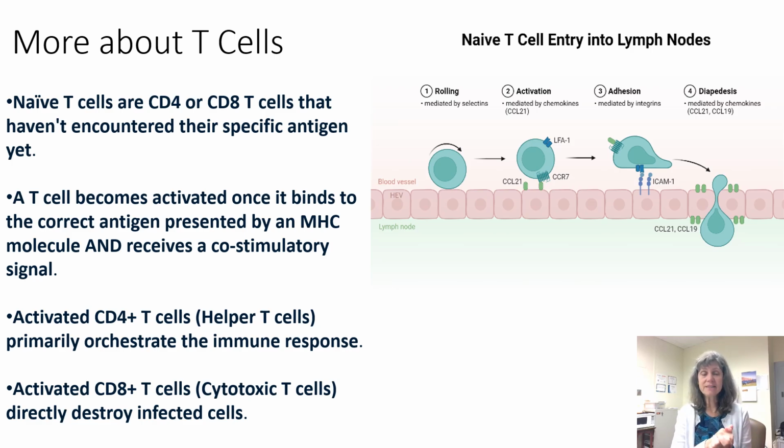Activated CD4 T cells, most of them become what we call helper T cells. However, some of them, a smaller number, will become regulatory T cells that help to moderate an immune response. The CD8 cells that become activated are going to be referred to as cytotoxic T cells, and those will directly destroy infected cells, but a few of those can become memory T cells. So that's the part that I wanted to redo for this presentation.